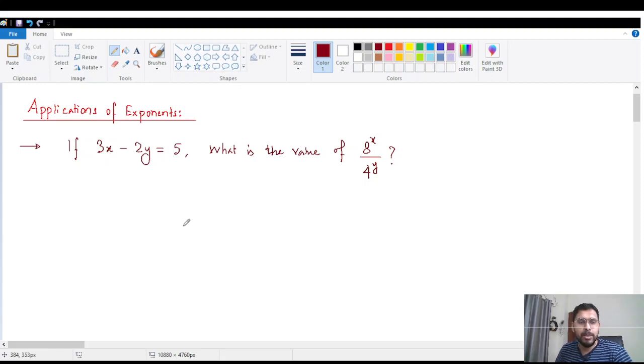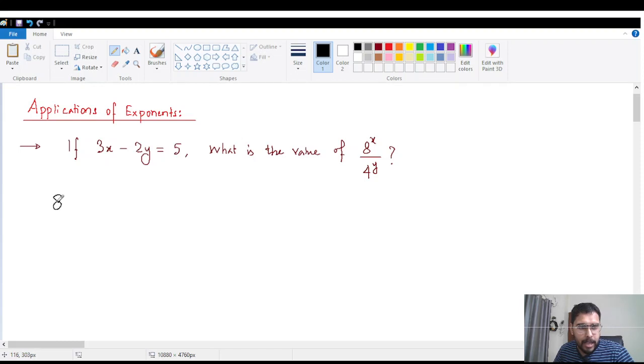As you can see, there is a question in front of you. We are going to solve this particular problem, and there are no options to this question. It's a grid-in question. The question says, if 3x minus 2y equals 5, what is the value of 8 to the power of x over 4 to the power of y?